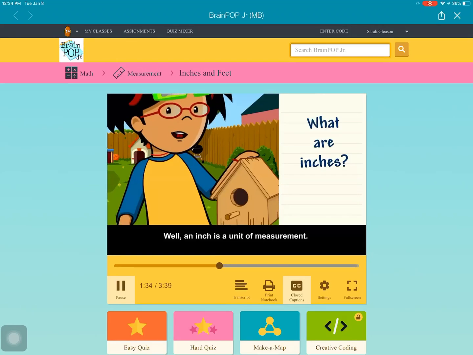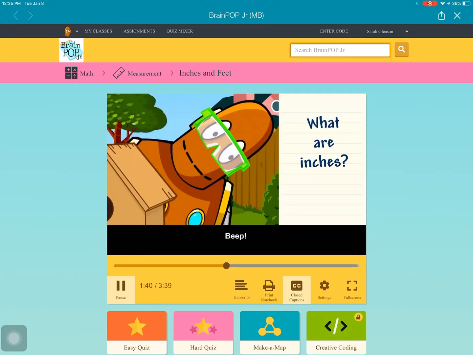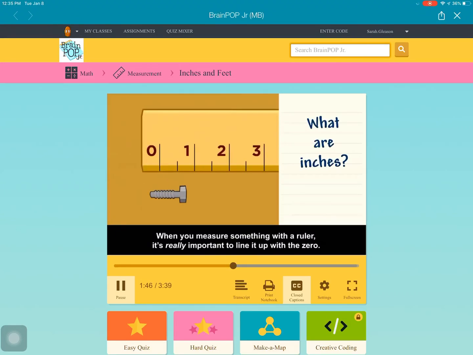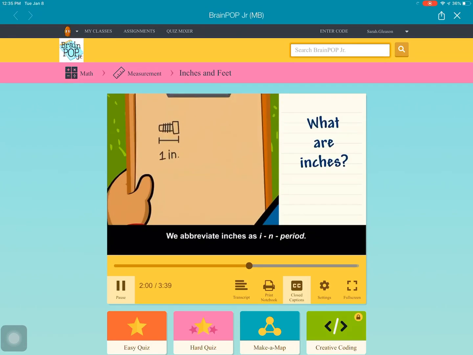An inch is a unit of measurement, and we can use inches to measure small objects. When you measure something with a ruler, it's really important to line it up with the 0. Right, this bolt is 1 inch long. We abbreviate inches as IN period.